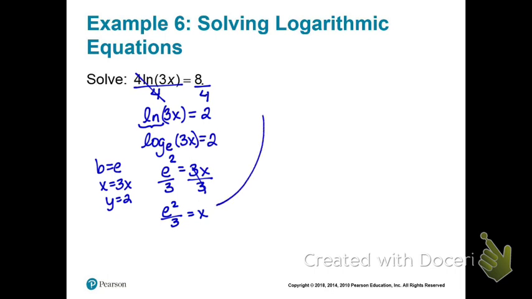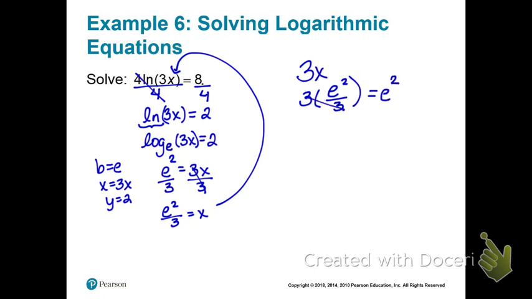But now we do have to come back up here and check this. So I'm going to write it over here. I have 3x, so this is 3 times e squared over 3, because that's what we said our x was. When I simplify that, it just gives me e squared. Well, remember e is approximately 2.7 something. So if I square that, it's going to get even bigger. So it's going to stay positive. Therefore, my answer works.